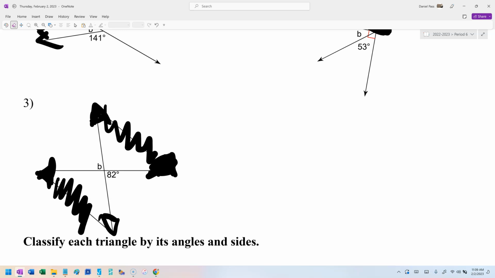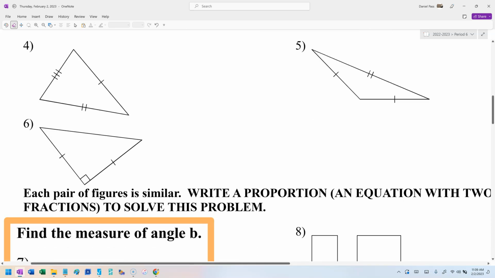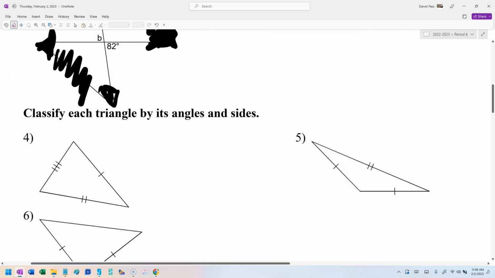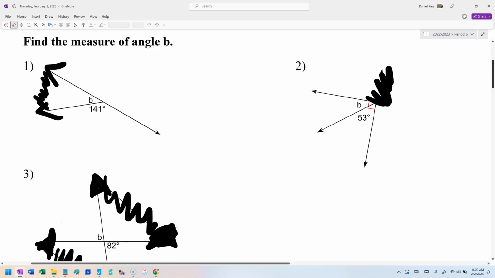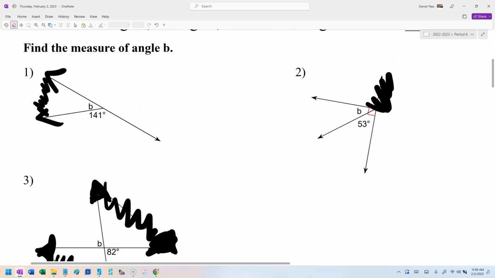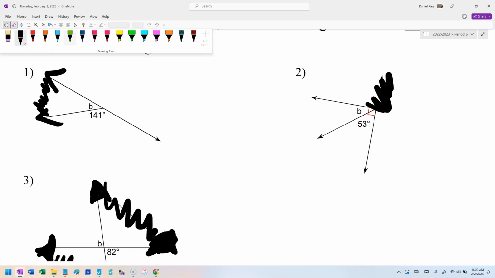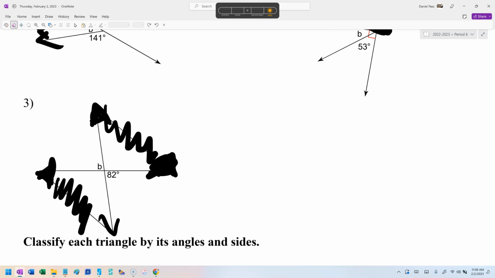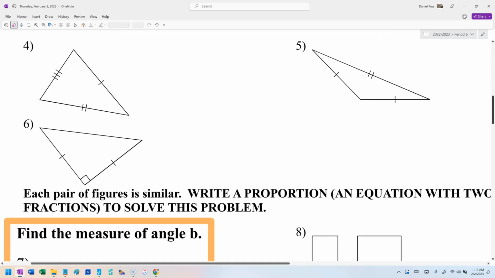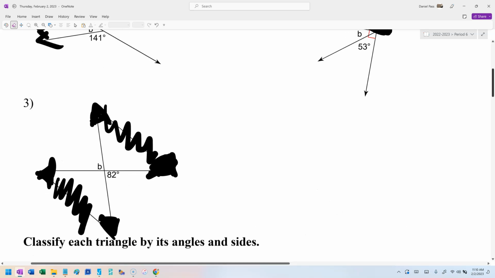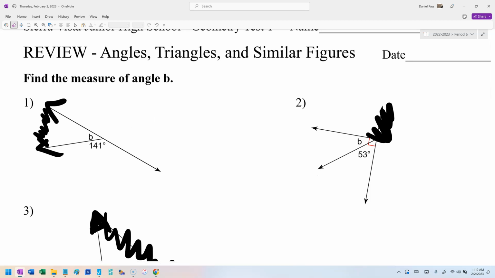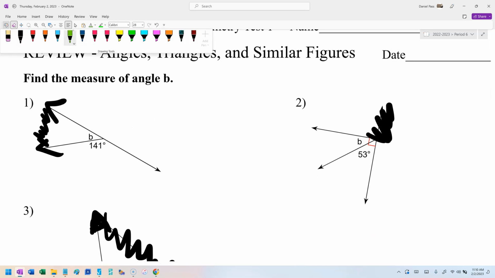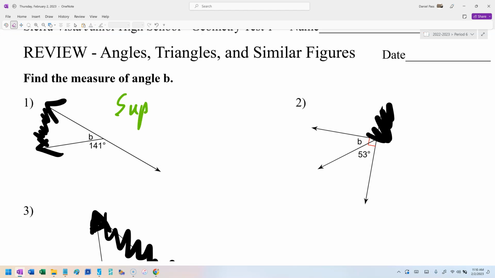All right, so let's do this now. Now it looks a little messy. All right, go ahead. So, since number 1 is supplementary and it equals 180, you have to subtract 141 from 180. Sorry, I pushed it, it got on the screen, I had to push undo. Okay, I got it now. Sorry about that, supplementary.